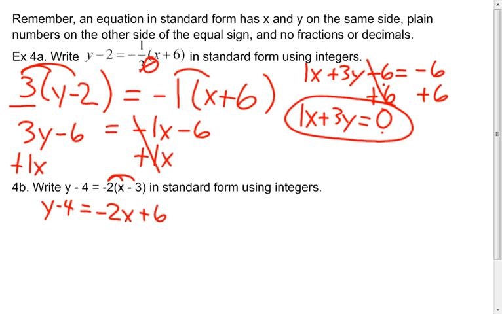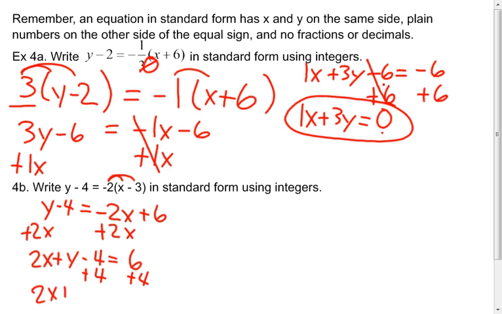Okay, now again I want my x's on the left along with my y. So I have to switch sides. So I'm going to add 2x to both sides. And I get 2x plus y minus 4 equals 6. I need to get rid of that minus 4. So I'm going to add 4 to both sides. And I get 2x plus y is equal to 10.